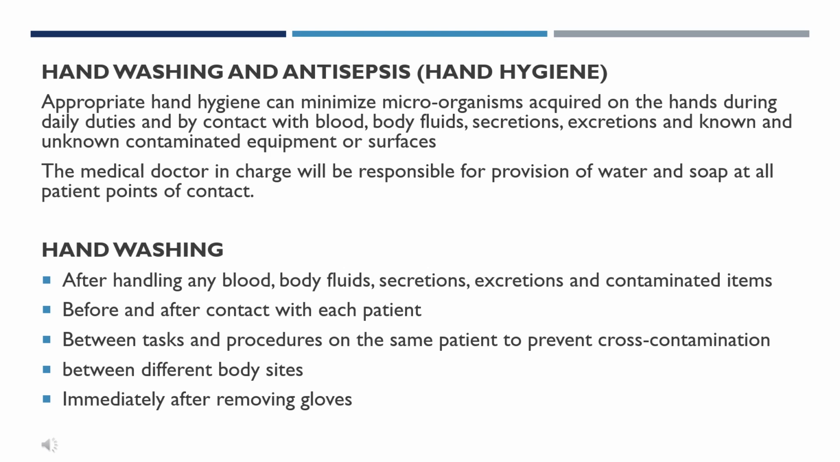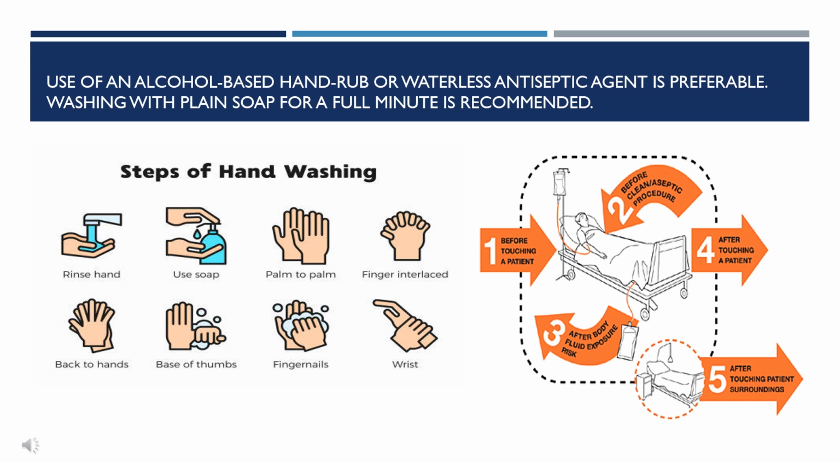Hand washing has to be done after handling any blood and body fluid secretions, excretions, or contaminated items, before and after contact with each patient, between tasks and procedures on the same patient to prevent cross-contamination between different body sites, and immediately after removing gloves. For hand hygiene, we use either soap and water or antiseptic agents.